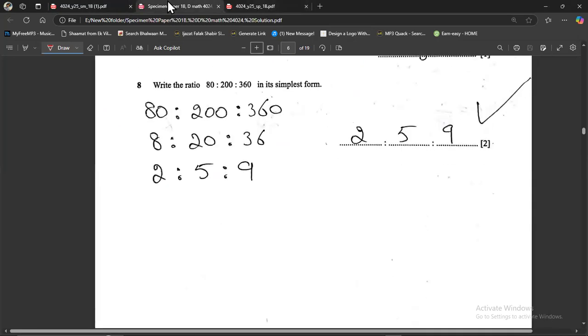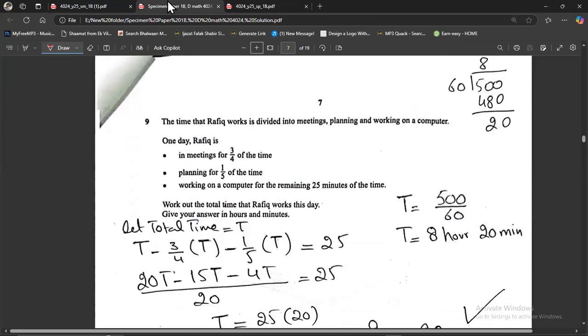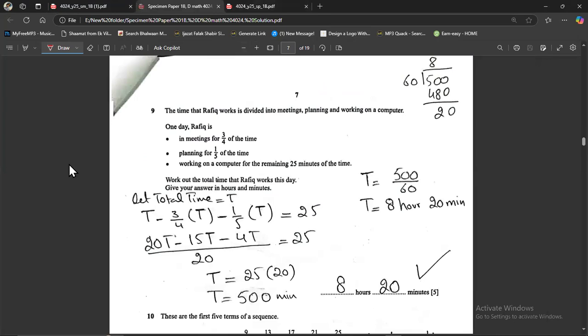Suppose that the total time taken is t. I'm going to use algebra. Out of that total time t, 3/4 of t is for the meetings and 1/5 of t is for planning. When you subtract the time of the meetings and the planning from the total, the remaining 25 minutes are for working on a computer. So t minus 3/4 of t minus 1/5 of t equals 25.